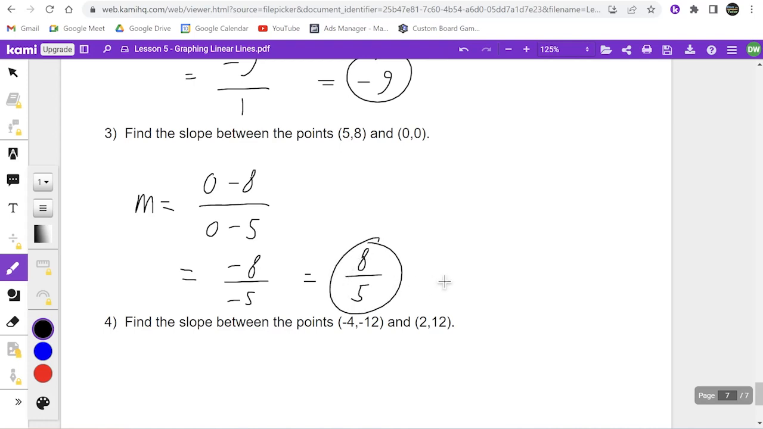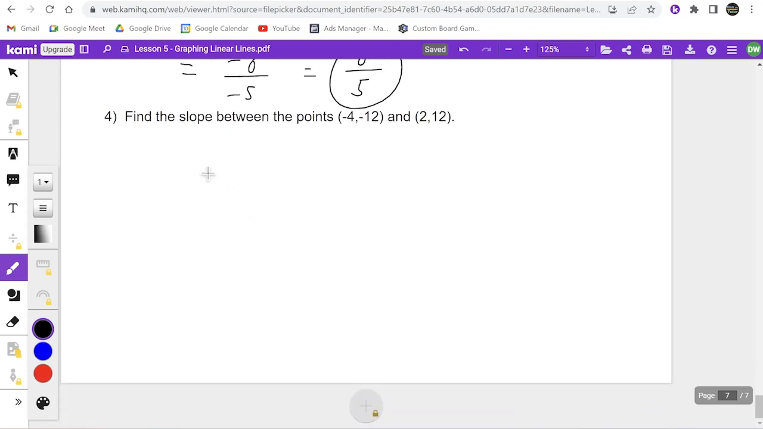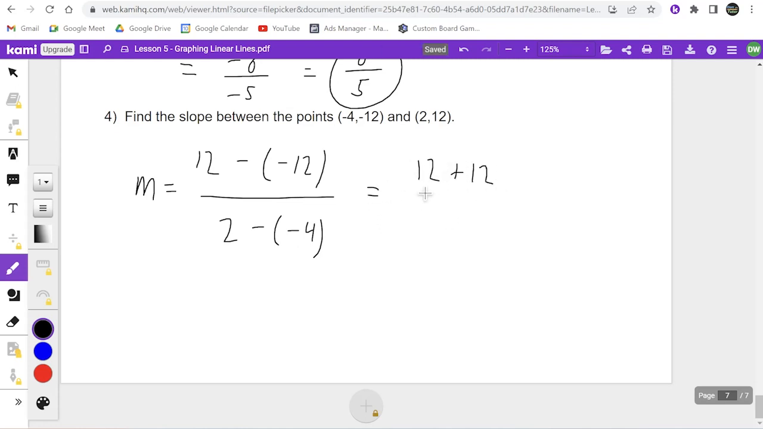And there we go. And then for the last one of today, again, I want you to try it on your own. Number 4. Go ahead. Okay, so here we go. M equals y2, which is 12, minus negative 12. So that is a double negative. It will be a positive. Divided by 2 minus negative 4. Another double negative. So what I'm saying is the numerator is 12 plus 12, and the denominator is 2 plus 4. So we're going to get 12 plus 12, 24, divided by 2 plus 4, 6. 24 divided by 6 is just going to be 4. And there's our slope.